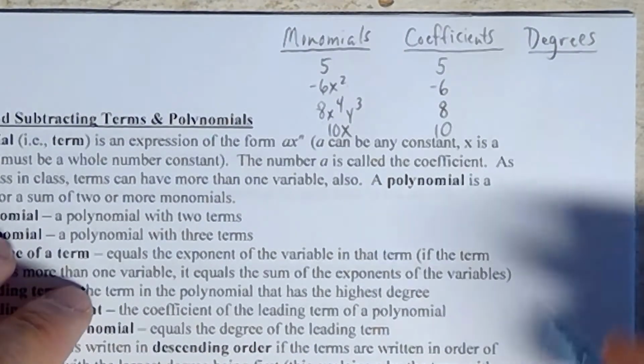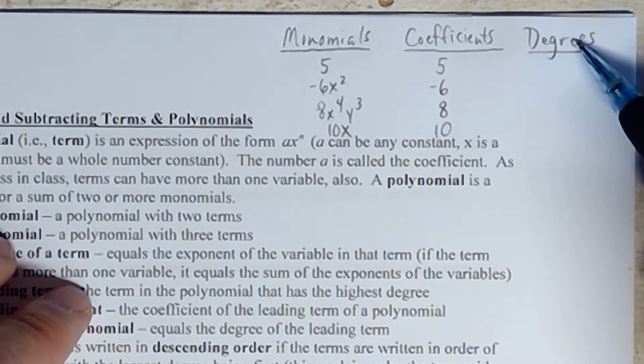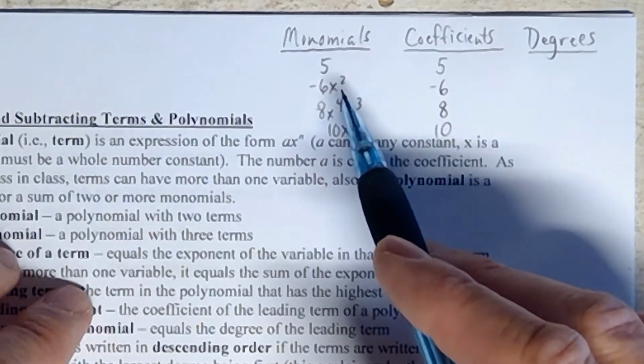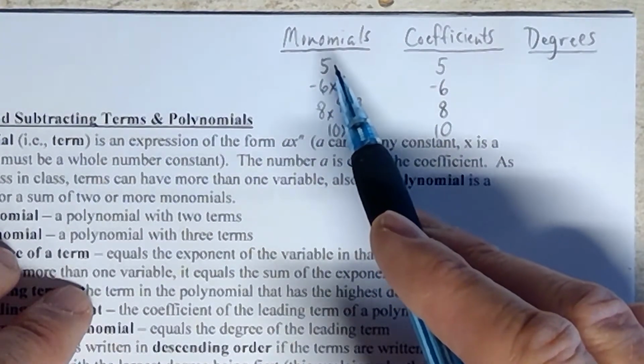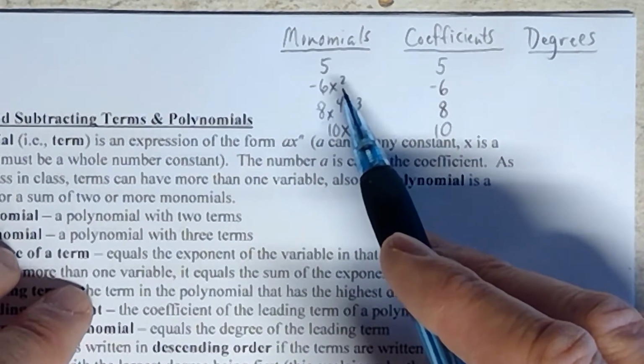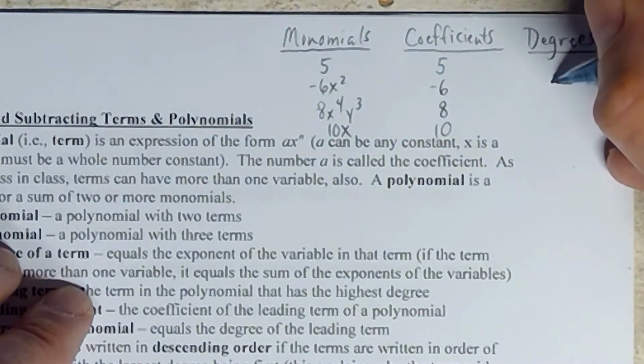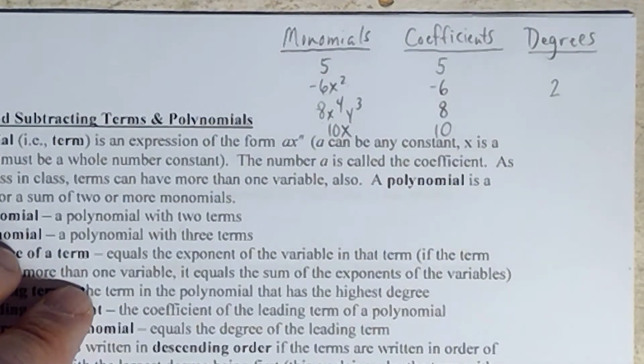One other thing we need to talk about is this thing called degrees. A degree in a term is going to be the exponent. So let's look at the second one as an example here. I'll get back to 5 here in a minute. The exponent there is 2, right? So the degree of that term is going to be 2.